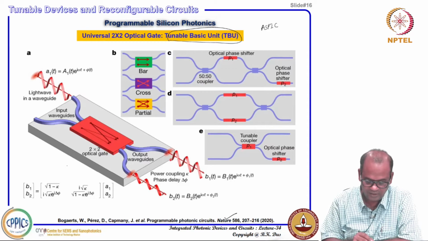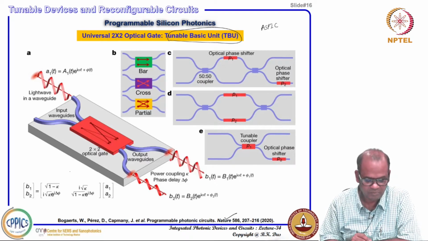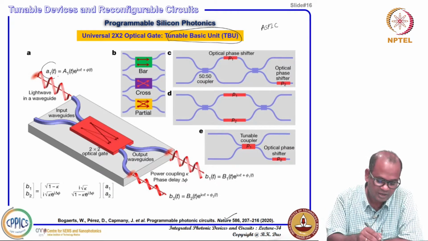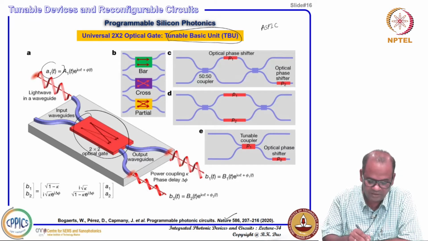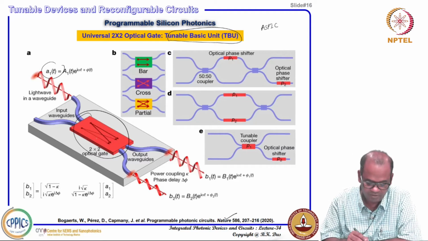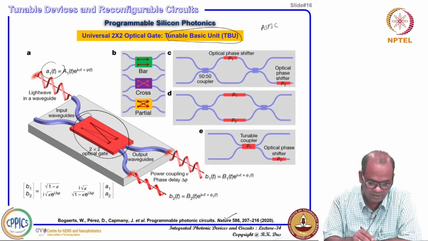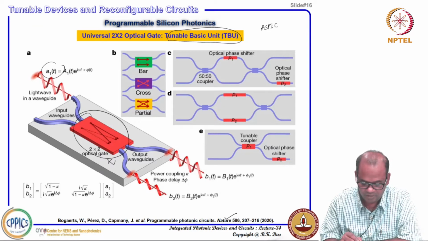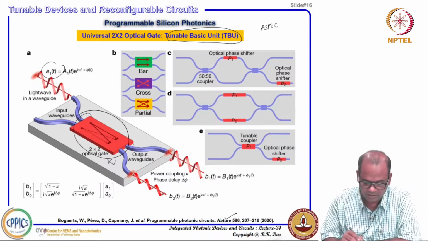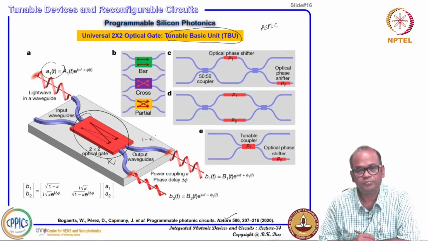Okay. So, here a perspective picture is nicely given. Suppose you have a signal coming here, and this is a 2 input waveguide, and this can be a Mach-Zehnder interferometer, or maybe simply we can consider that whatever signal comes here, a kappa fraction of the power can be coupled to the cross port, and 1 minus kappa power can go to the bar port, right.